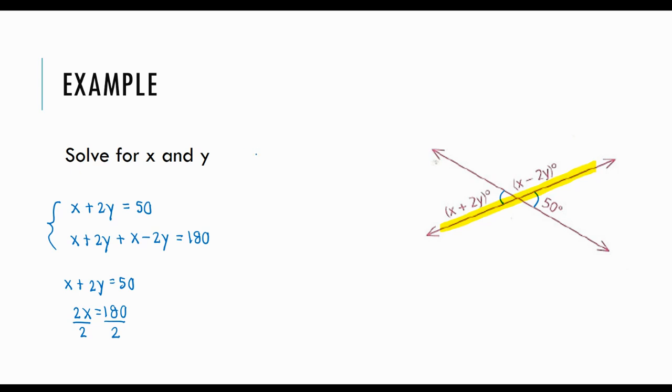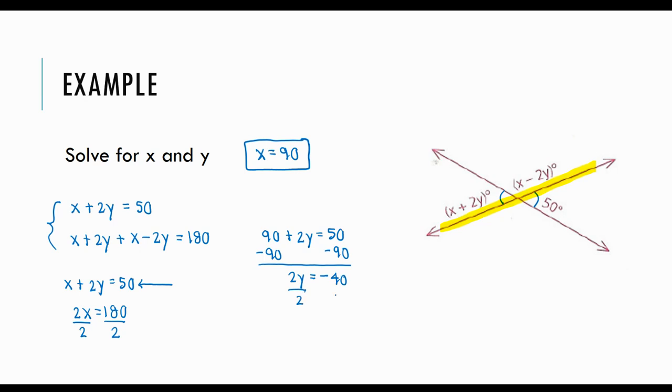I'll divide both sides by 2. And so 180 divided by 2 tells us that we get a value of x to be 90. So now I can go back to this equation right here that contained the y. I can substitute 90 in for x and I can solve. So we're going to have 90 plus 2y equals 50. I'll subtract 90 from both sides. That gives us 2y equals negative 40. And then I'll divide by 2 and we get a value of y to be negative 20.